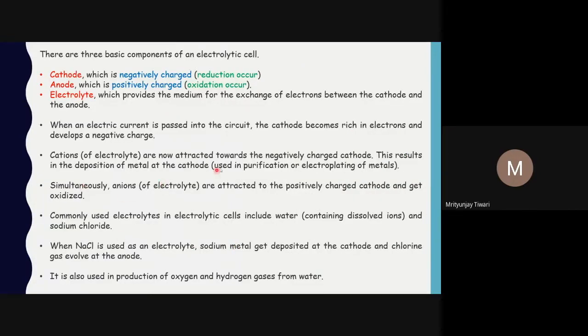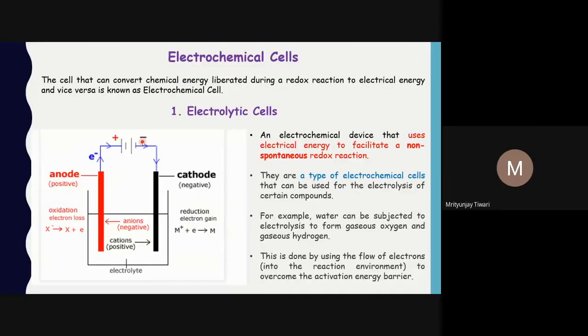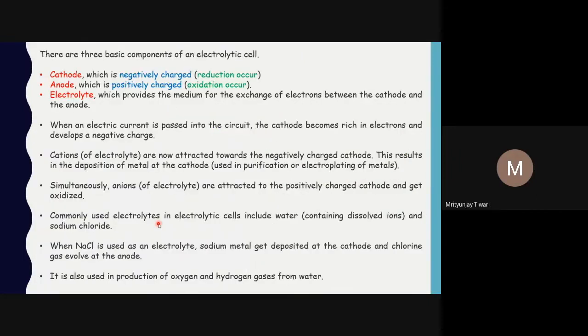When an electric current is passed into the circuit, the cathode becomes rich in electrons and develops a negative charge. That is what we know. Electric current is passed means we have switched on the battery, and as soon as we do, the negative polarity is already there. So the cathode will be flooded with electrons, because electrons will be moving towards the cathode, and it will become negatively charged.